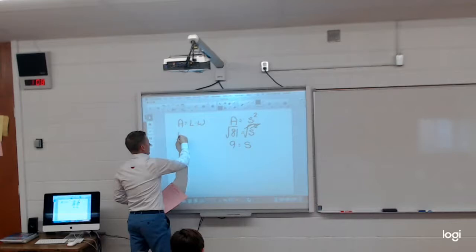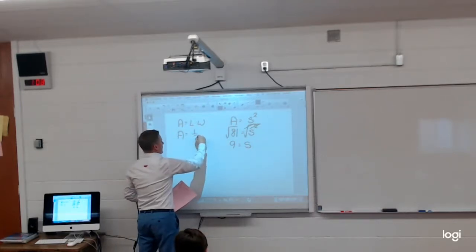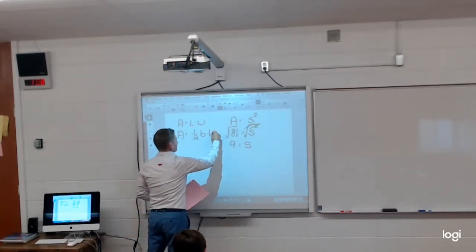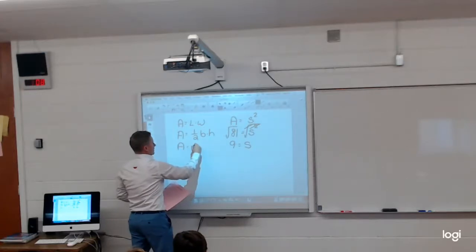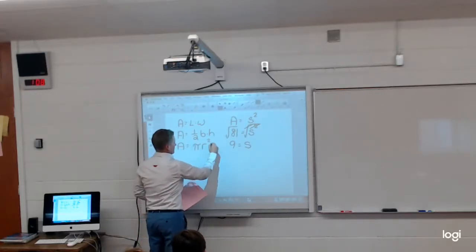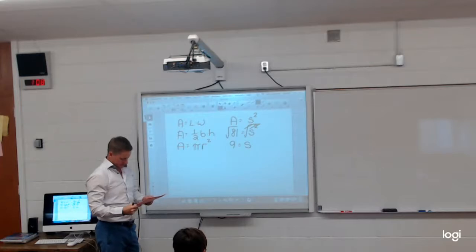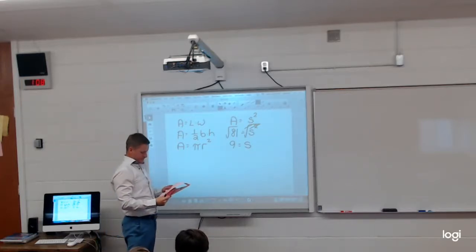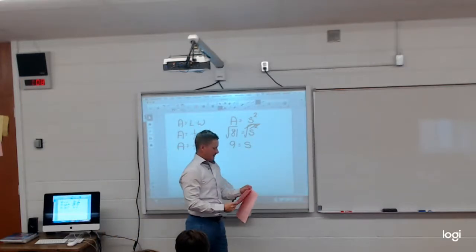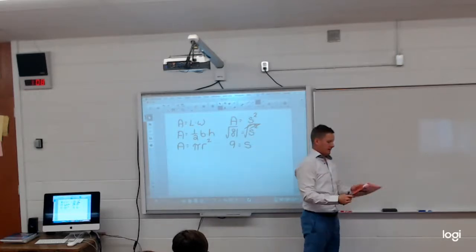So some of the other areas. Triangle: 1/2 base times the height. Area of the circle: pi r squared. And that basically sums up all of that page. All right, flip it over then.